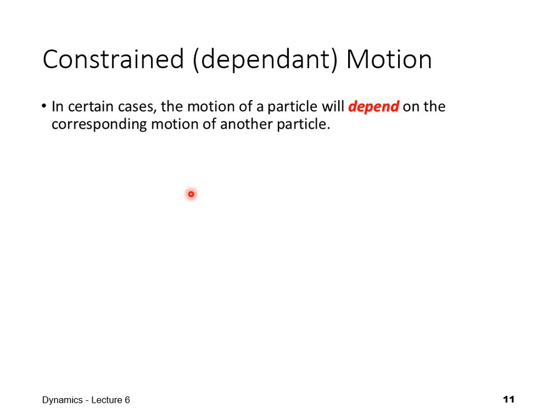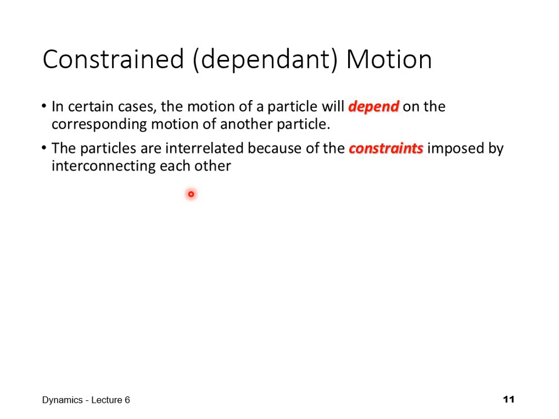Constraint dependent motion: in certain cases, the motion of a particle will depend on the corresponding motion of another particle. Okay, I think I will stop right now. I don't want to prolong the video, so I will stop here.